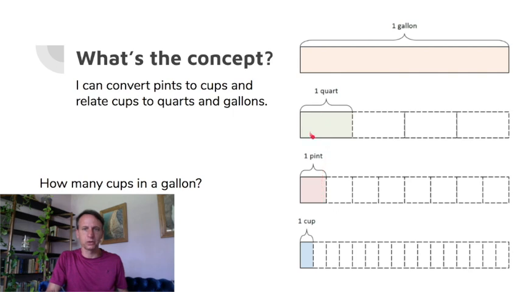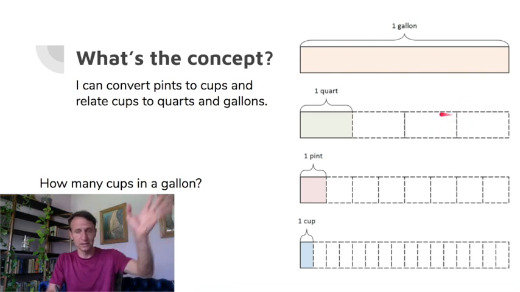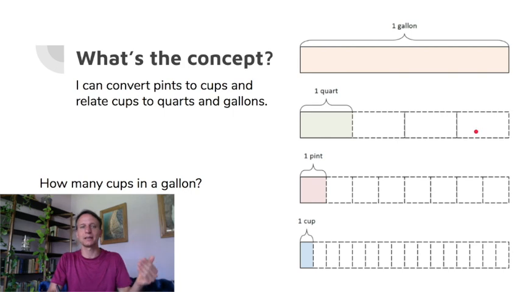There were 4 cups in a quart. So a gallon would be 4, 8, 12, 16. 16 cups in a gallon, which harkens back to what? Yeah, 16 ounces in a pound. It just works out that way. I don't know why. So 16 cups in a gallon.